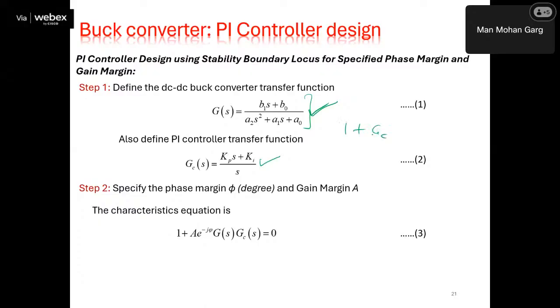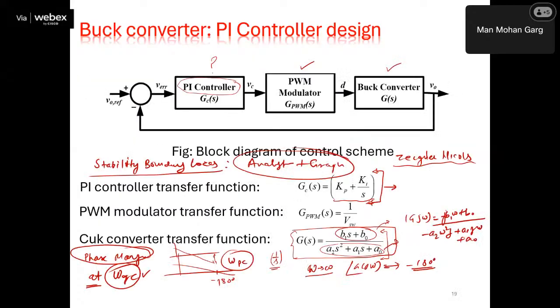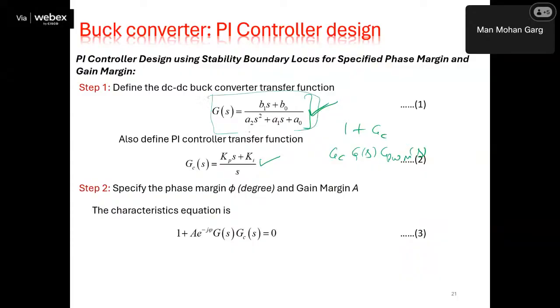Right now, as we said, after closed loop, our loop transfer function will be GC, GS, and GPWM of S. We go to this block diagram. From this block diagram, GC, GS and the PWM block will be in cascade. If we consider the peak voltage of the sawtooth waveform to be 1, then this will be unity. So now for this transfer function, we need to design this PI controller.